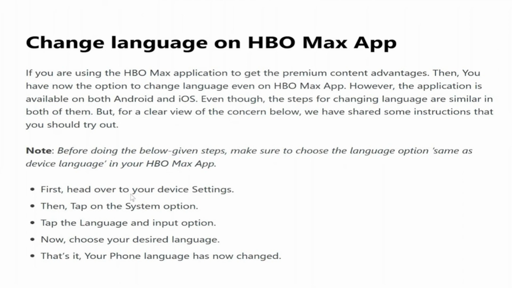Then, tap on the system option. Tap the language and input option. Now, choose your desired language. And that's how you can change language on HBO Max.